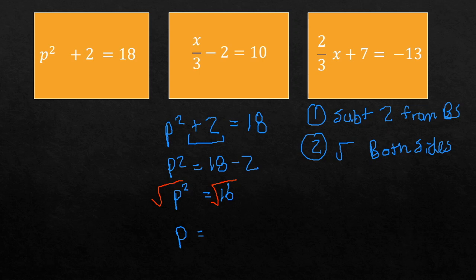And then the square root of 16, we can do that in our calculator, and that's going to give us a 4. But we have to remember that whenever I take the square root of something, I end up with a plus or minus of that number. So our answer is that p is equal to positive or negative 4.